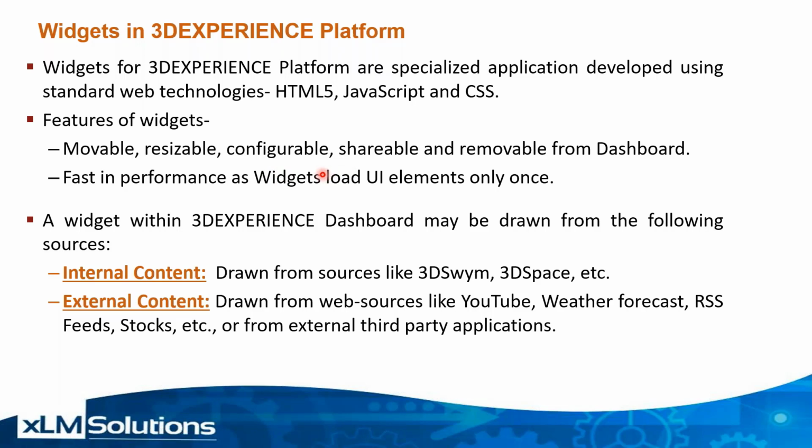How do we do all this? They are also fast in loading, and UI elements are loaded only once. So widgets in a dashboard can fetch data from two different sources. It could be internal content or external content. Internal content, as we understand, could be from various apps: 3D Swim, 3D Comment, 3D Space, etc., 3D Dashboard also. And from external, we have stock feeds, YouTube, or some RSS newsreader feeds, and a third-party application can be connected to widgets.